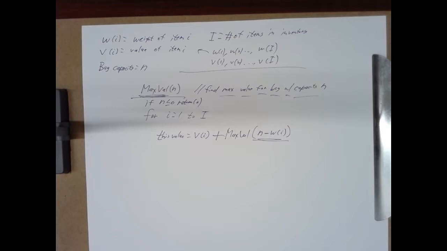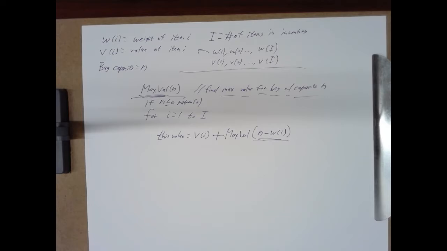I might be missing something. How do we know the weight of I if there are multiple items in it? How do we know the weight of I? Yeah, because we have n minus WI. So we're just adding one item to our bag, right?